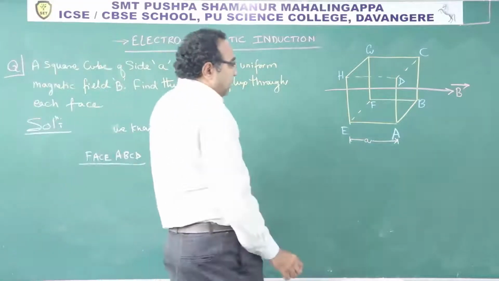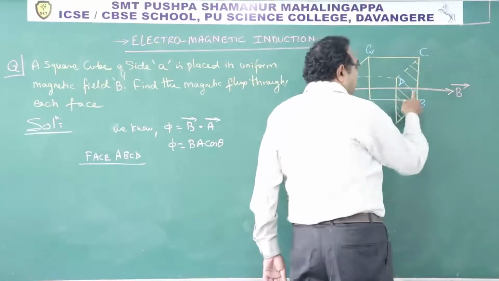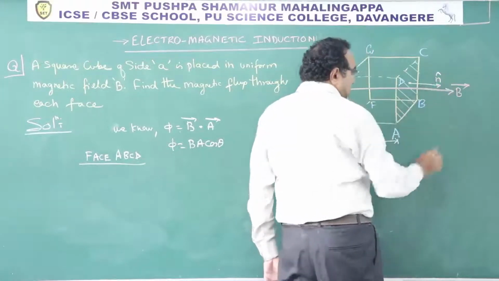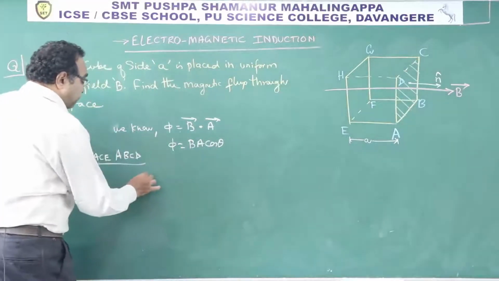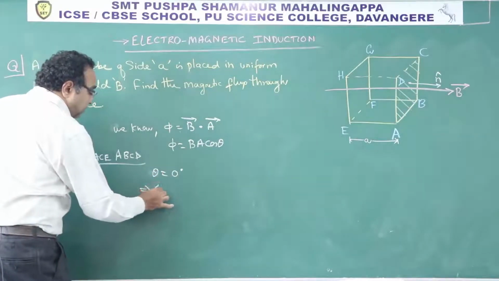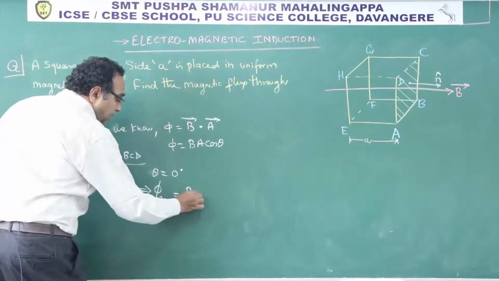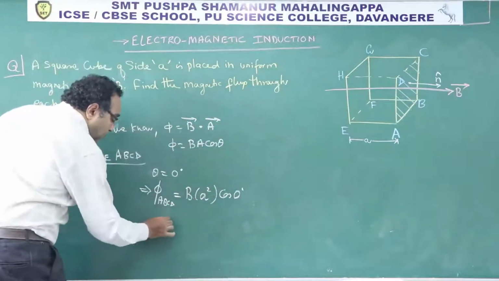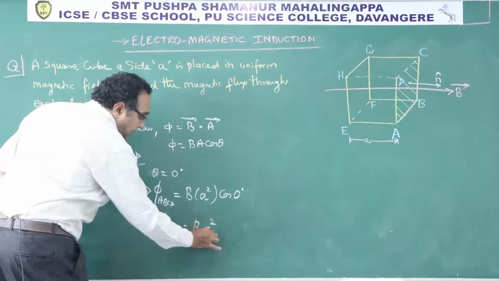Now ABCD is this face. B is in this direction, and if I drop a normal to this face, it is in the same direction. So the angle between the normal and the magnetic field is 0 degrees. So for this face ABCD, theta is 0 degrees. This means phi with ABCD will be B A square cos 0 degrees. So phi ABCD is B A square. This is what we can say.